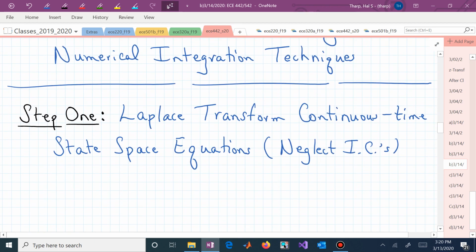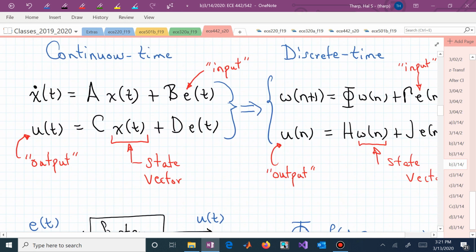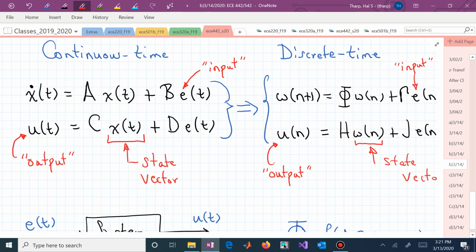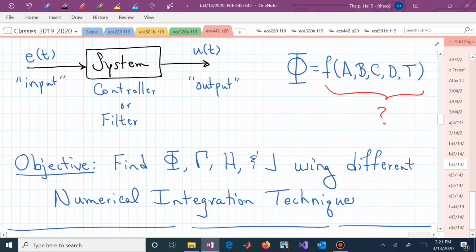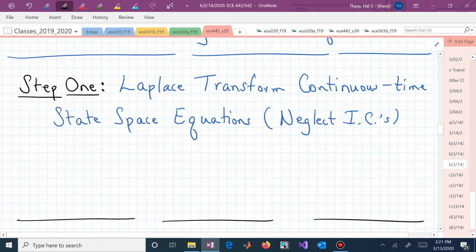Here's the process. Step 1. The very first step is we want to Laplace transform the continuous time state space equations, and since we're really looking for a transfer function representation eventually, we're not going to worry about the initial conditions. Now, what happens when we Laplace transform this state space representation? Remember, what happens when we Laplace transform a derivative? That's now in the frequency domain. That's just a multiplication by s. And now we're in the transform domain.